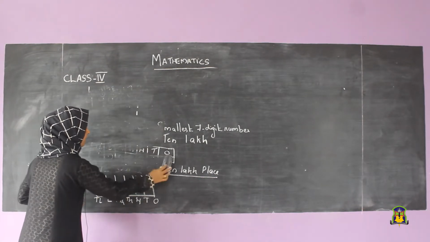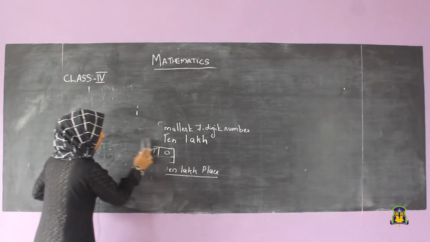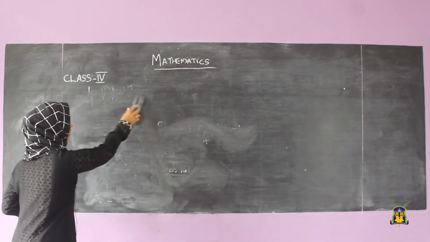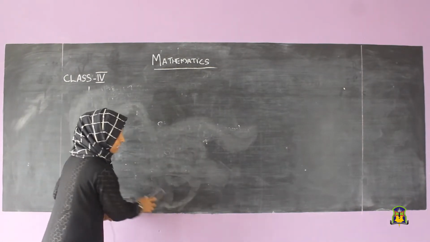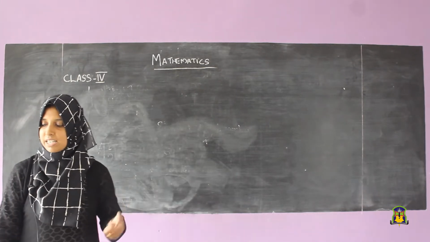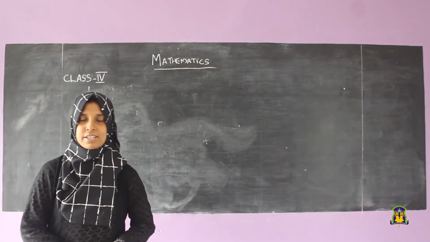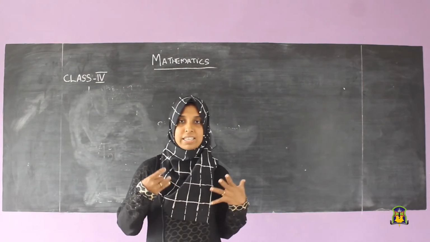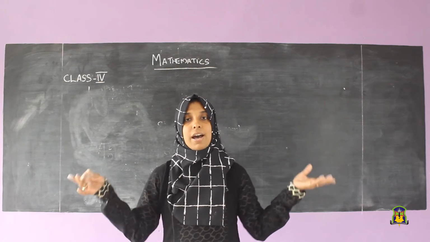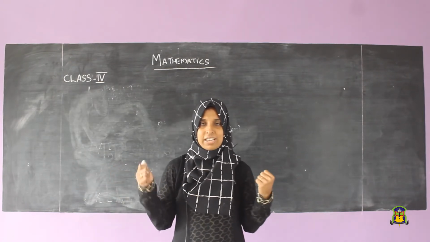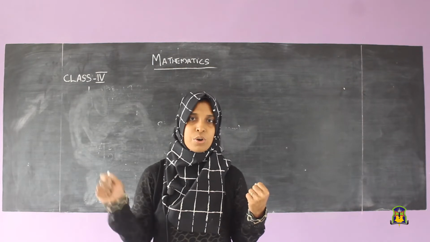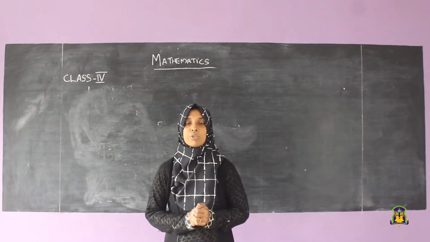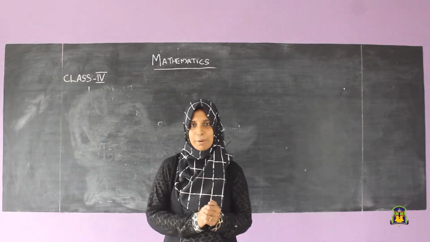So children, we studied 7-digit numbers. In the last class we studied 5-digit numbers, 6-digit numbers, and now we studied 7-digit numbers. Okay, next we are going to learn how we can read and write large numbers. Here we studied numbers up to 7 digits, so we are going to learn how to read and write 7-digit numbers.